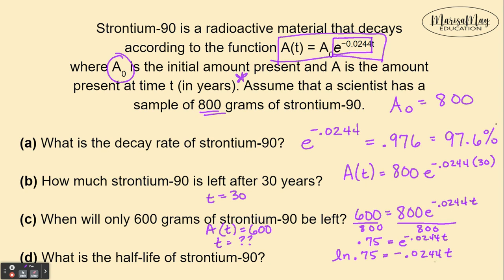And then last step is I want to get the t by itself, so I'm going to divide by the negative 0.0244. Notice that this negative 0.0244 is dividing the logarithm, not the 0.75. So that's going to change how I actually put it in my calculator. Let me show you how I do that.